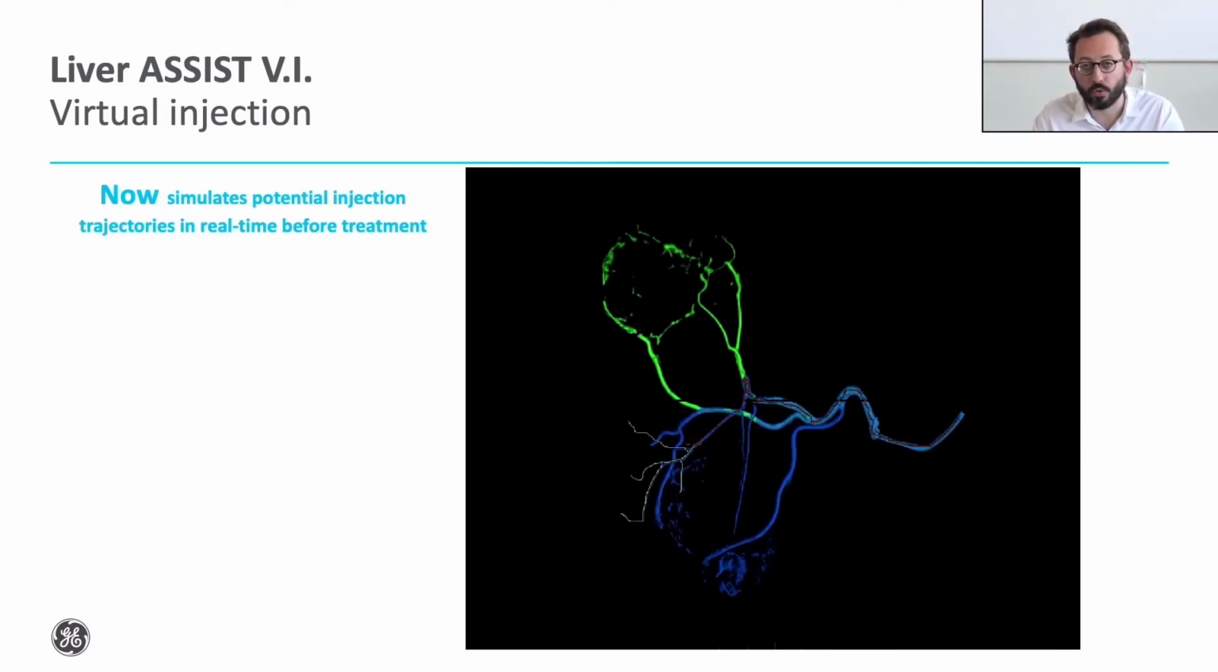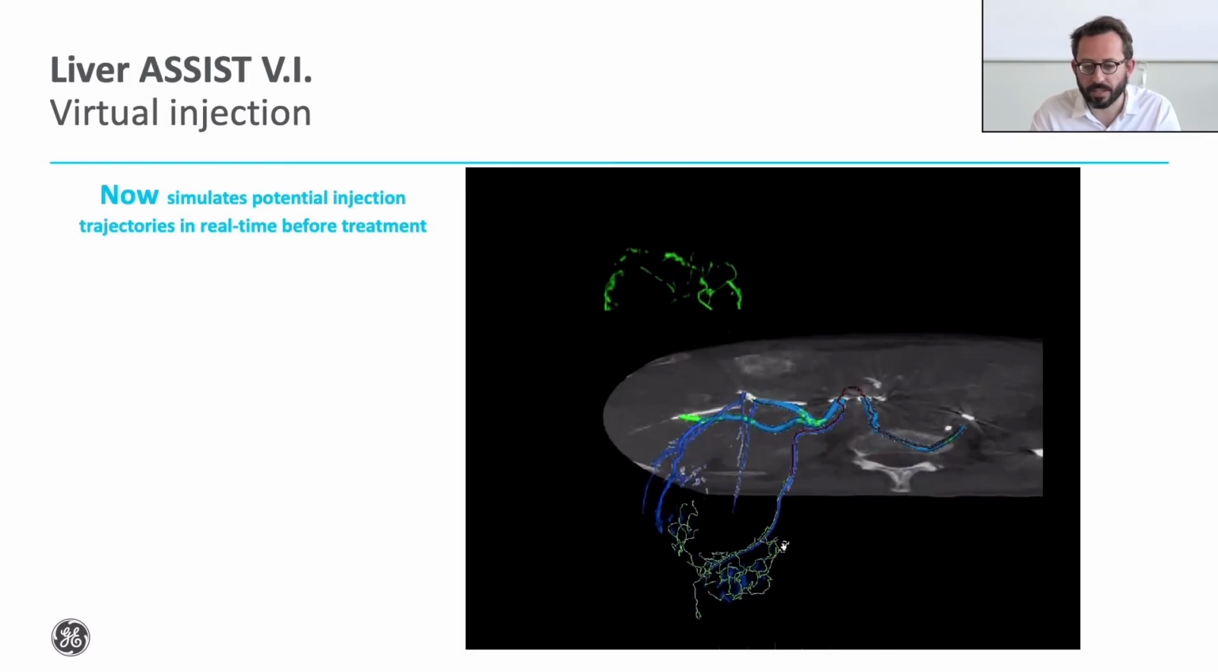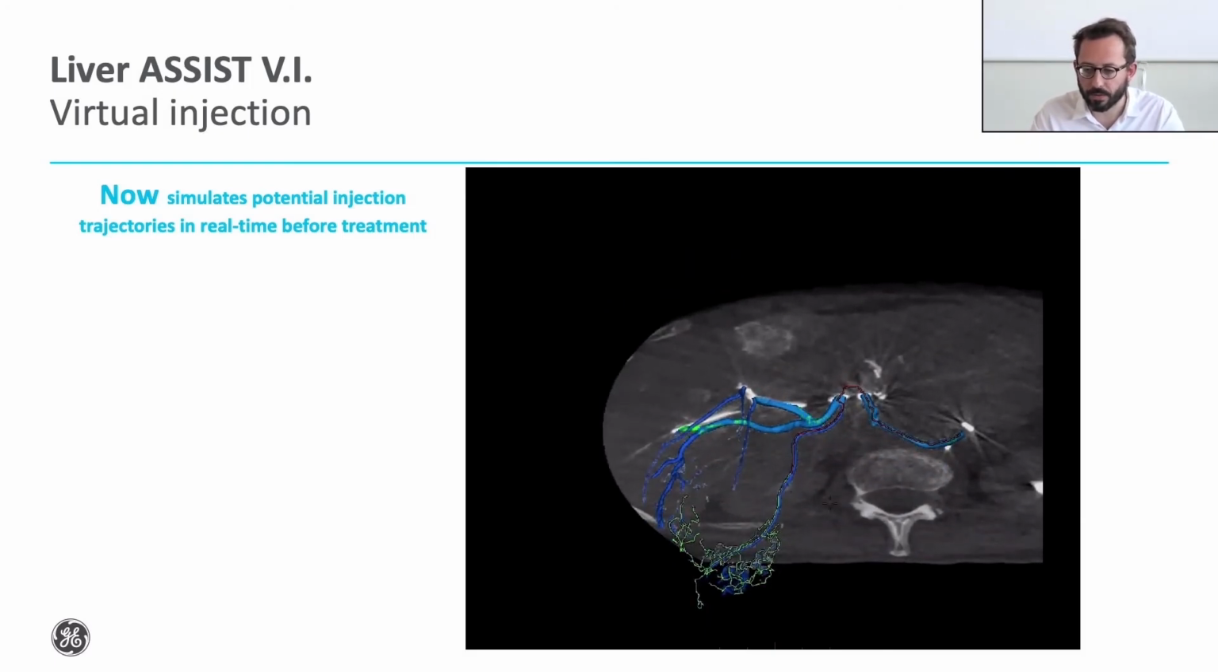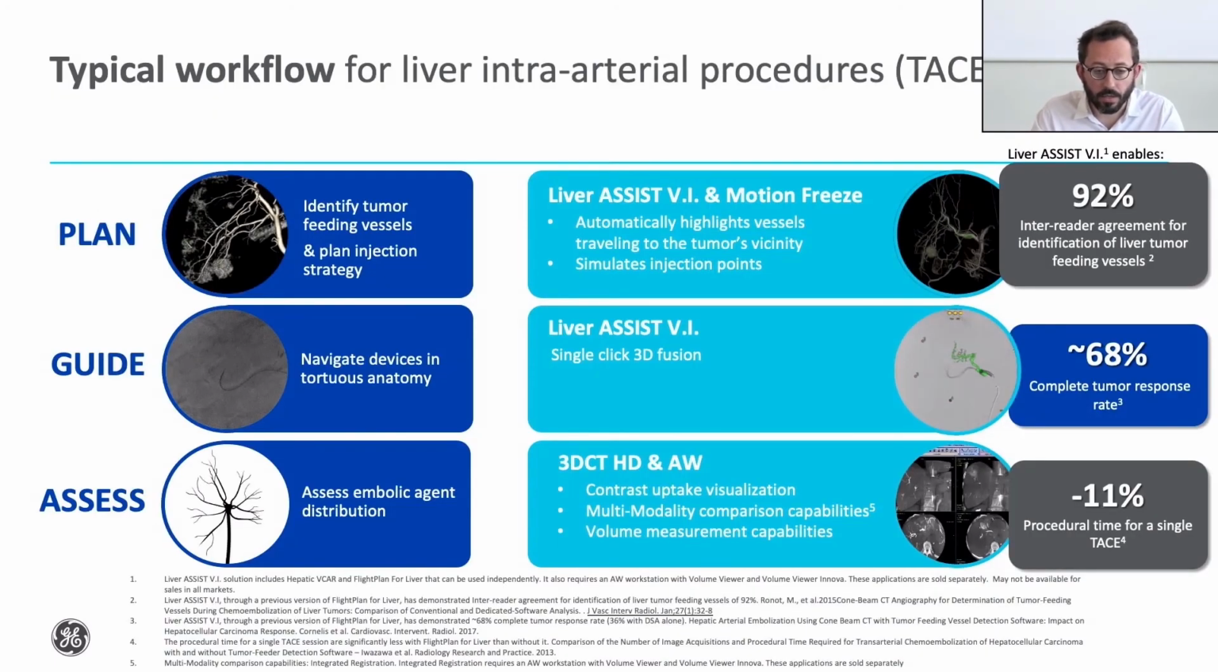It's also nice when you do radioembolization, when you want to have an idea of the volume of tumor and volume of liver that is injected with your treatment. So to summarize, you have the typical workflow on the left-hand side that you are very familiar with for chemo or radioembolization. You plan the treatment, you identify the tumors and the feeders, you guide your treatment because you want to navigate your device through this tortuous anatomy. And then at the end, you assess what you just did to make sure that you did it correctly.